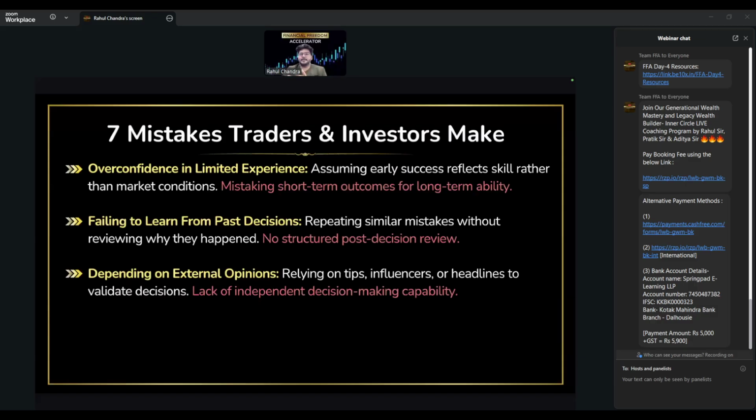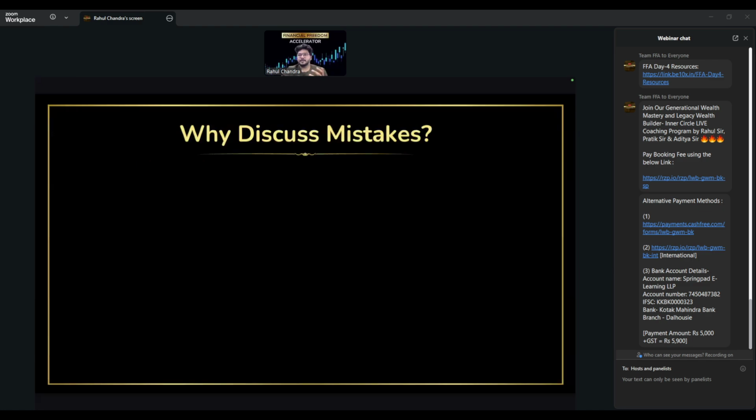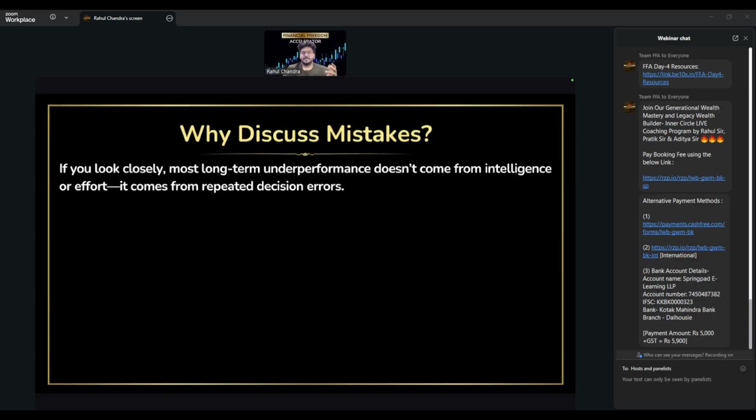And you might be thinking, Rahul sir, itna badhiya ho gaya. Why are we discussing mistakes at this point in time? Because if you look closely, most long term underperformance, and there are empirical studies on this, doesn't come from intelligence or effort. It comes from repeated decision errors. That is the problem which plagues most people.